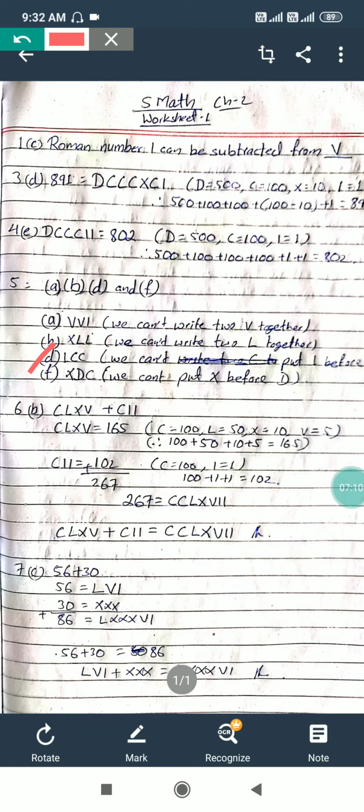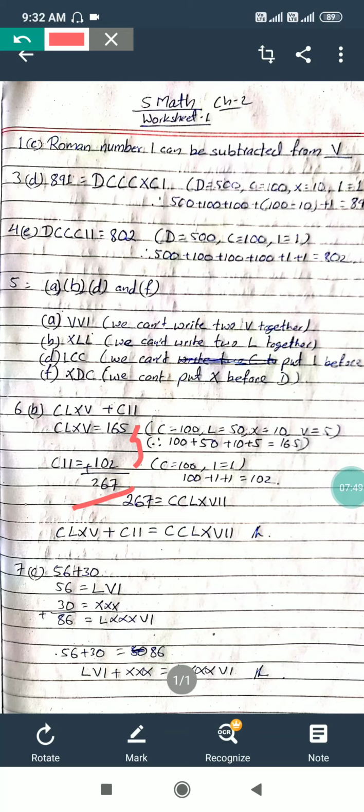So CLXV could be written as 165. How is 165 written? Because we know C equals 100, L equals 50, X equals 10 and V equals 5. So 100 plus 50 plus 10 plus 5 equals 165. Now CII is equal to 102. How? Because C equals 100, I equals 1. So 100 plus 1 plus 1 equals 102. Now after adding these two numbers, 165 and 102, we will get 267.